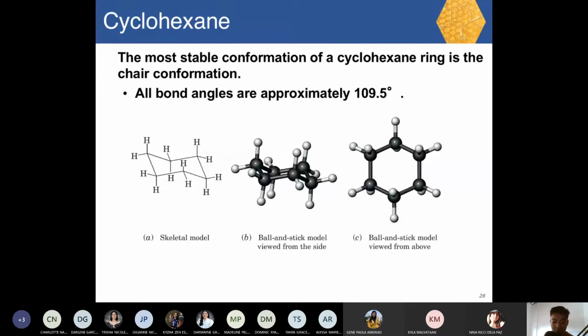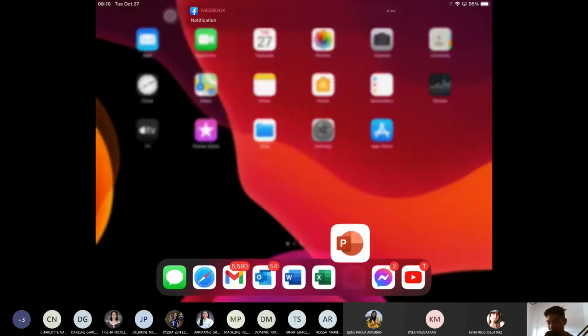Cyclohexane as the other abundant cyclic compound. So, the most stable conformation of your cyclohexane would be the chair conformation. Ano itsura niyan? Para yung messenger, no? Buksan niyo yung cellphone niyo. Tignan niyo yung nasa messenger. 'Di ba? Parang may chair conformation ka doon, no? Sige, pakita ko sa inyo.